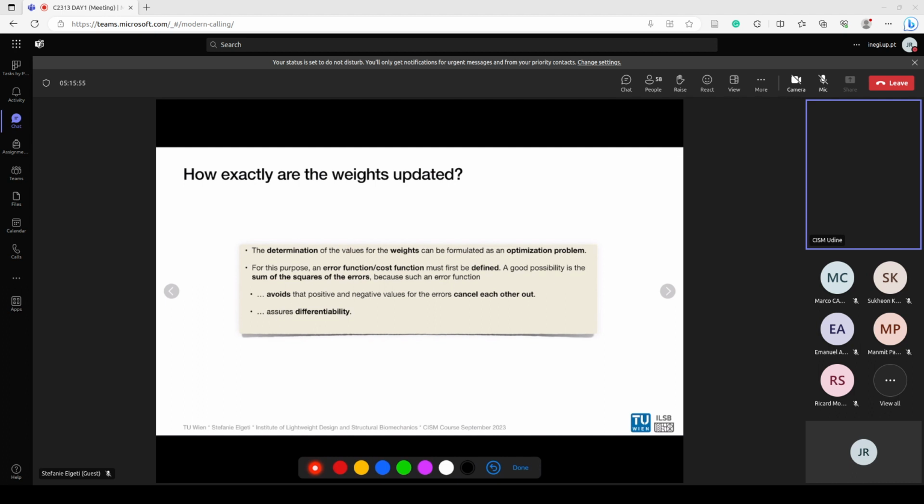The sum of the squares of the errors is useful because it avoids that positive and negative values cancel each other out, so that's why the square. And also it assures differentiability as opposed to the maximum function, for example.